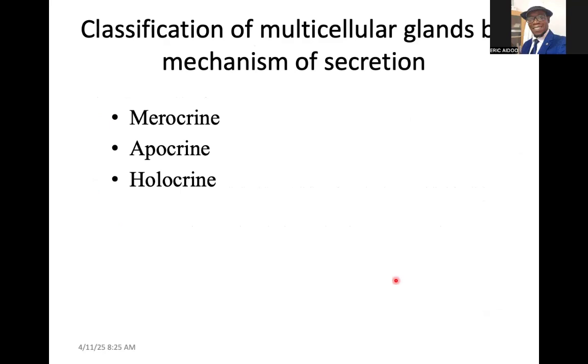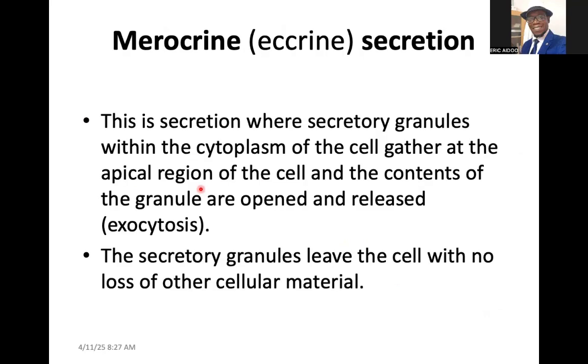Classification of multicellular glands by mechanism of secretion. So by way of their secretion, this one is not the type of the secretion, the product, whether it is thick or light, but the method by which they produce or secrete it. It can be merocrine, apocrine, or holocrine. All right. So let's take the merocrine. It is also known as eccrine secretion.